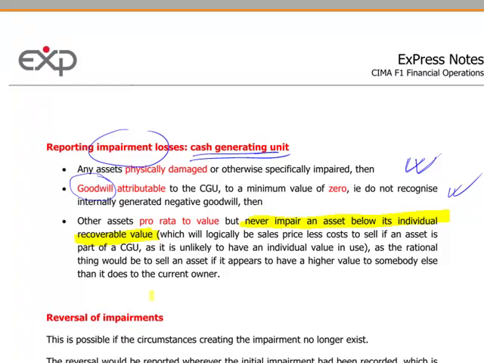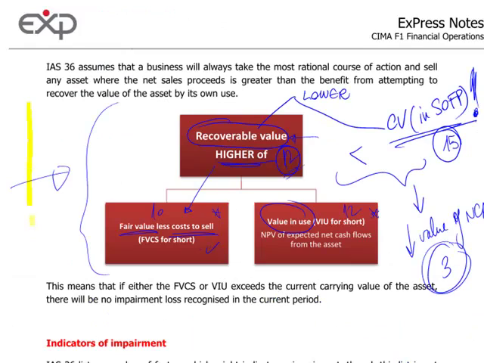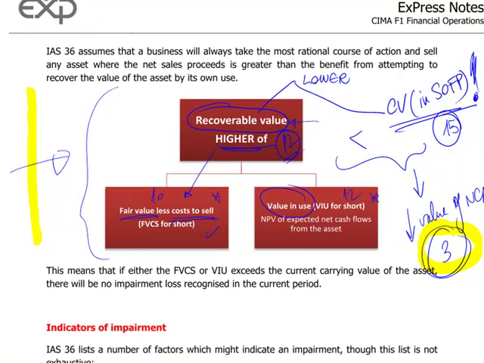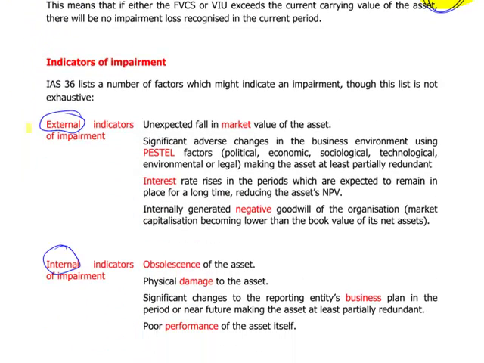Alright, I think I'll leave you with this part, and please make sure you are familiar with it. I think this is very important to understand the impairment test and how you calculate the impairment loss. That's important. And also to know how you treat that impairment loss, and ultimately to be able to identify some external and internal factors that could indicate potential impairment affecting your non-current assets.